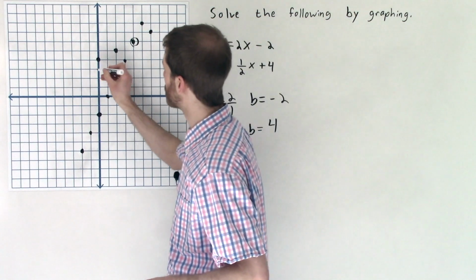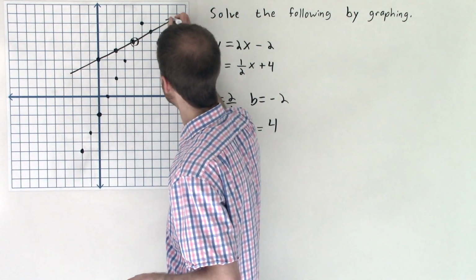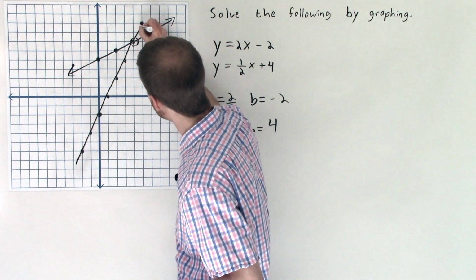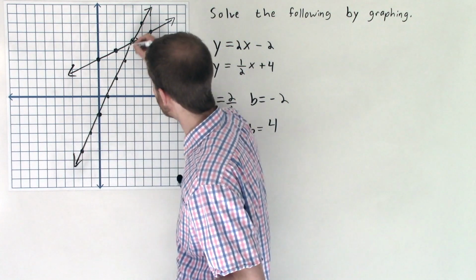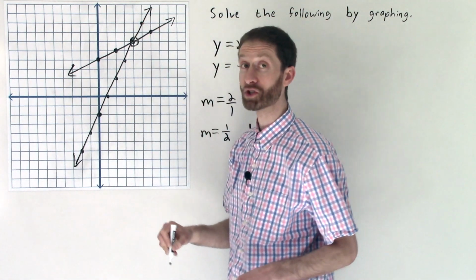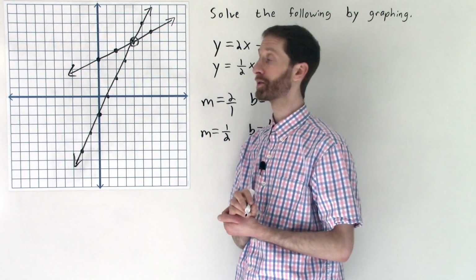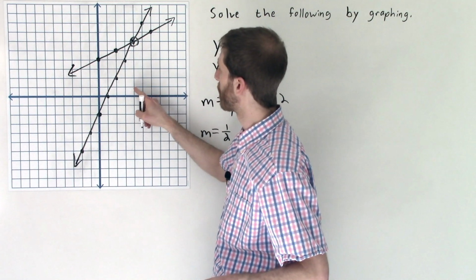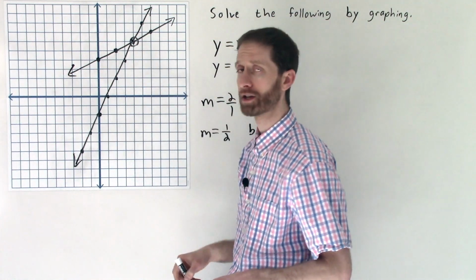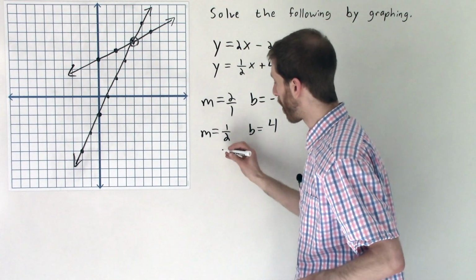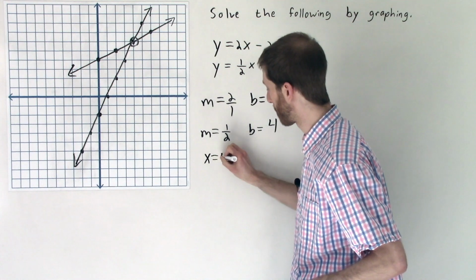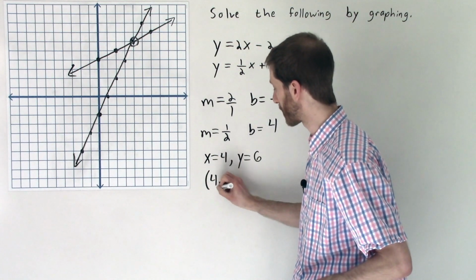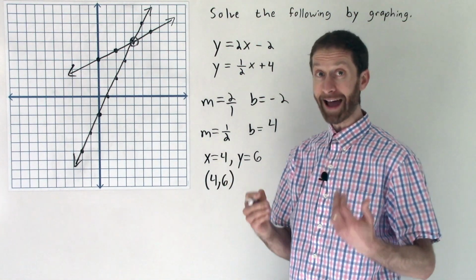If you want, just to complete this, draw a rough sketch of the lines. But it really doesn't matter how accurate your line is in terms of hitting all those points, because we've already determined that our solution is right there. All we have to do is locate what point that is. Well, that's over 1, 2, 3, 4, up 1, 2, 3, 4, 5, 6. So right 4, up 6, our solution is x equals 4 and y equals 6. Or another way of putting that is (4, 6). Okay, so that's the solution.